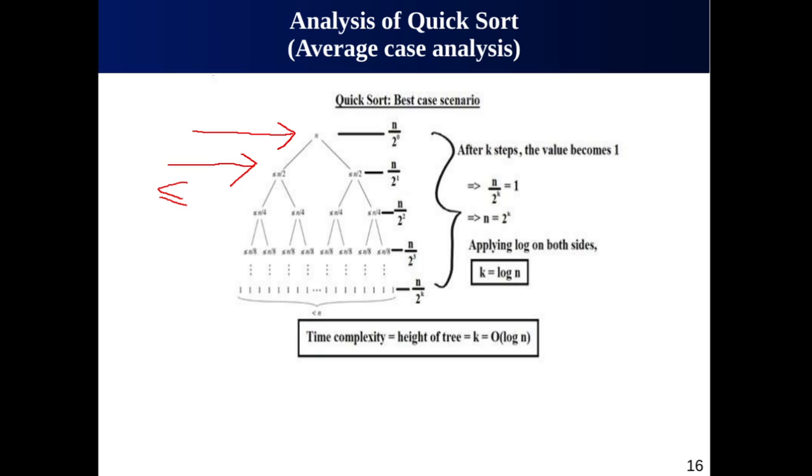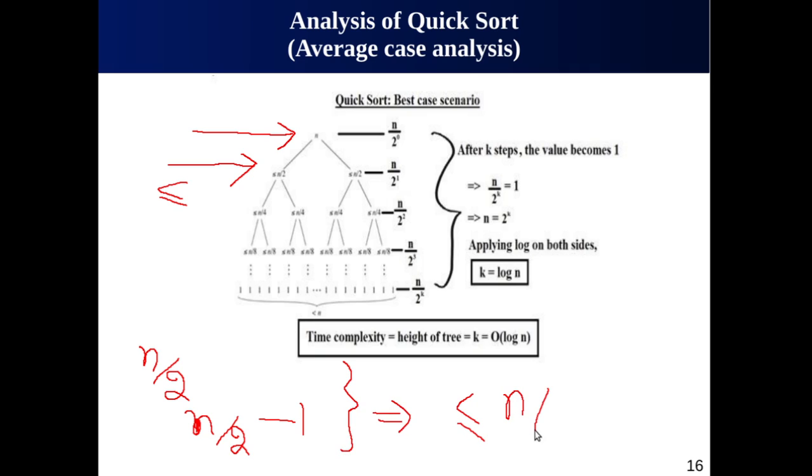Actually, in each partition we don't know whether this side has n by 2 elements. We have two possibilities, as I just mentioned. One side will contain n by 2 elements and the other side will contain n by 2 minus 1 elements. So instead of writing these two, we have a general term like this: less than or equal to n by 2, which means at most. At most means n by 2 or less than n by 2. So it could be n by 2 or it could be n by 2 minus 1. It could be anything, this or this.